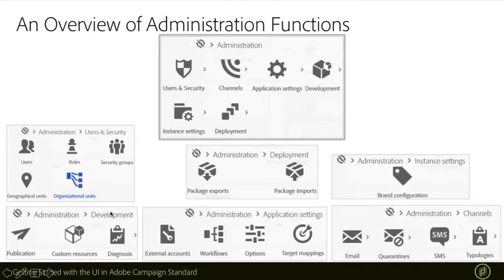If I look at the development link, I can manage things like publication, custom resources, or diagnostics. For deployment, I can manage things like package imports or exports. In the application settings area, I can manage things like external accounts, such as FTP, workflows, additional options, and target mappings. For instance settings, I can manage my brand configuration, and for channels, I can manage the various messaging channels I'm using currently, such as email, quarantines, SMS or text messaging, and the typology rules that are protecting my tool.